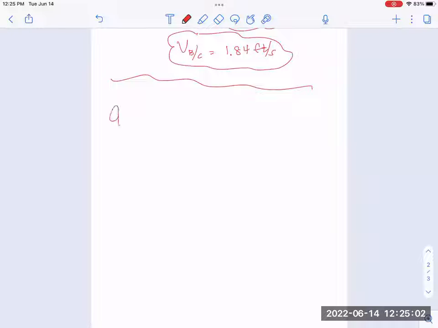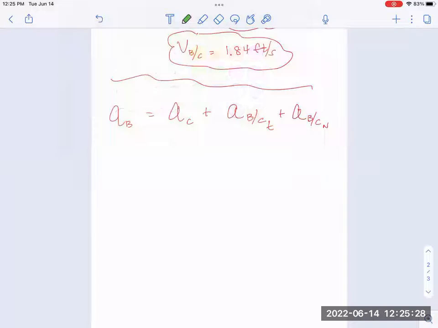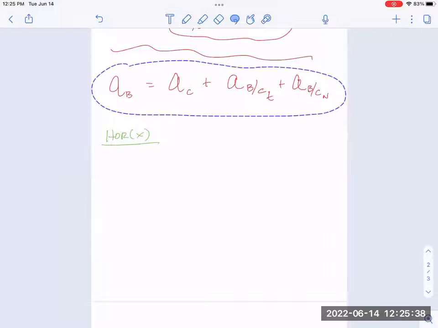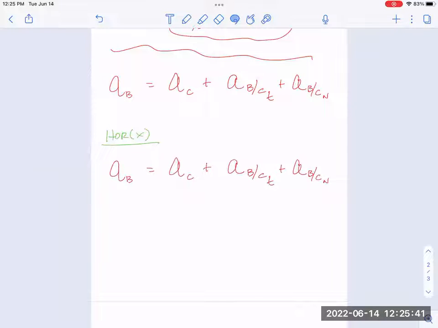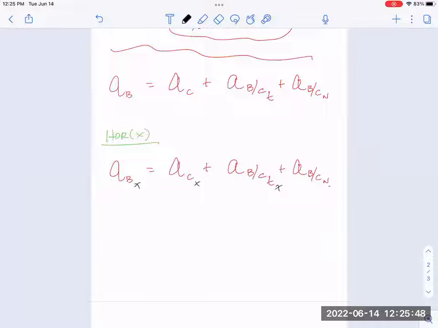So what's going on up there at B? It's the same as what's going on at C, plus the acceleration of B as it rotates around C. But because acceleration has two components, I've got to break that into its tangential and normal components. So quickly, I'm going to go to a different color here. Let's quickly do this with X. And do this with Y.